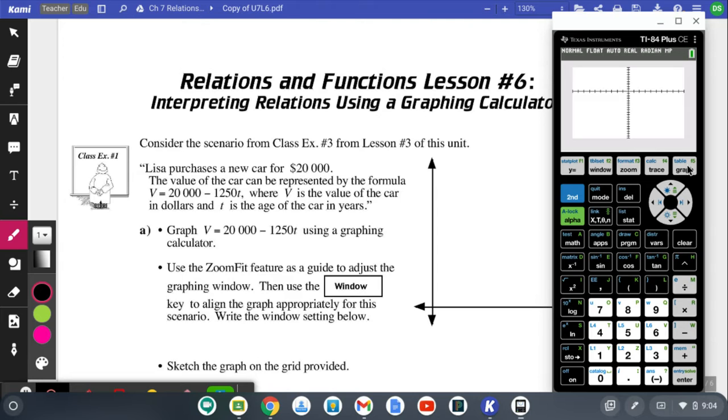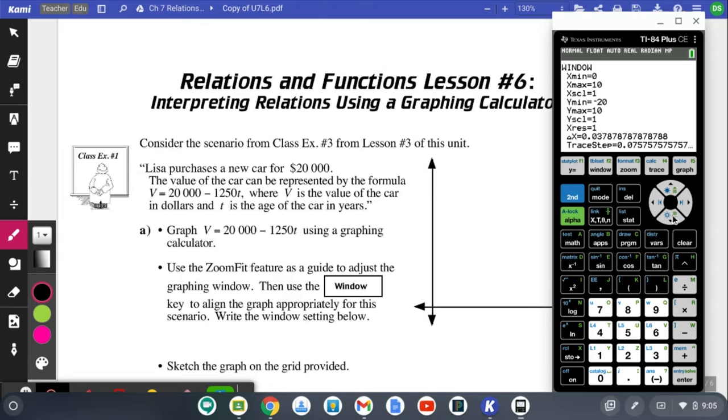Okay, so what do we do when it's not working? What is the problem? The windows. So go to your windows. Let's talk about this. Talk to me about what's happening along the x-axis. You have to know the scenario. Consider the context. What is on the x-axis in this equation? Time. So can time ever be negative? No. So we're going to start with our minimum being 0. Let's consider the context.